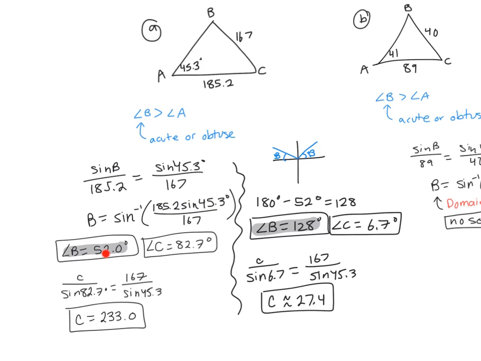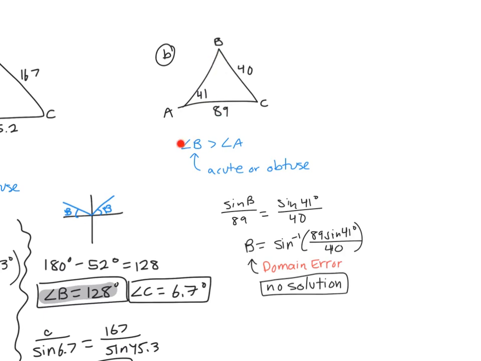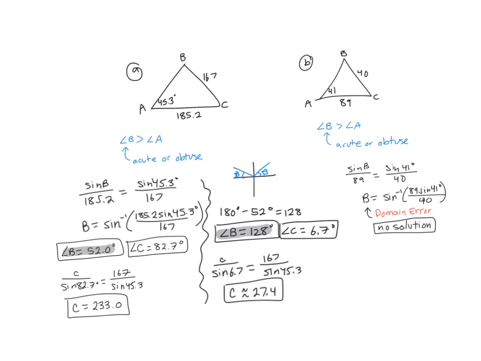So if you have 52 degrees, that gives you this for angle C and this for side C. If you have 128 degrees for angle B, gives you this for angle C and this for side C. So again, anytime angle B might be acute or obtuse, you could get 2 answers, or like in example B, you might get no answer. So again, I see that angle B must be larger than A. I set up my ratio and I solve. My calculator tells me domain error because this value is actually larger than 1. So this triangle has no solution. And there you have it.